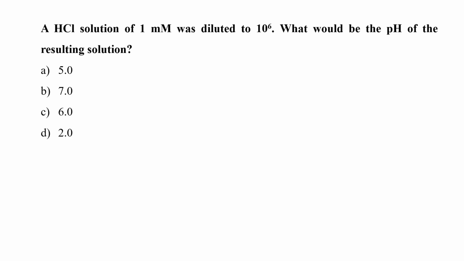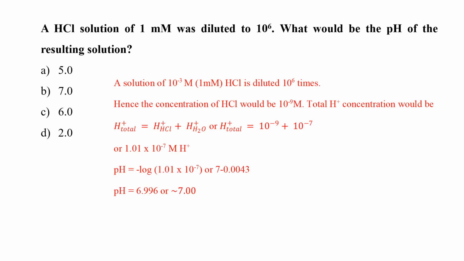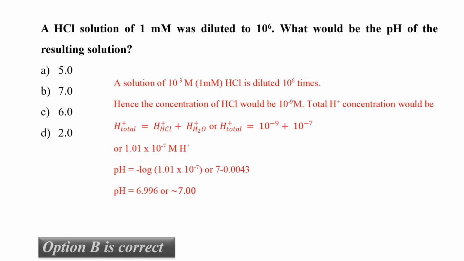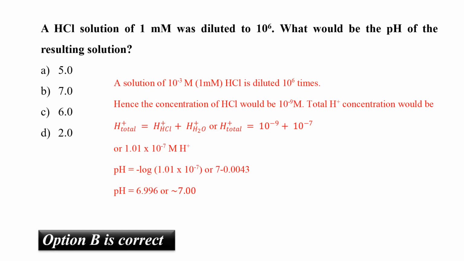HCl solution of a 1 millimolar was diluted to 10 to the power 6 times. What would be the pH of a resulting solution? अगर किसी HCl solution को अगर हम 10 to the power 6 times डाइल्यूट कर देंगे तो उसमें आपको ध्यान रखना है कि इसमें हमें वाटर का कंट्रीब्यूशन भी लेना पड़ेगा प्रोटॉन्स के लिए, क्योंकि वाटर के भी अपने प्रोटॉन्स होते हैं, और जब हम टोटल प्रोटॉन्स निकालेंगे तो उससे pH जो निकल के आएगा which will be around 7. तो ऑप्शन बी should be the correct answer for this question, that pH 7 would be the right pH for this solution.